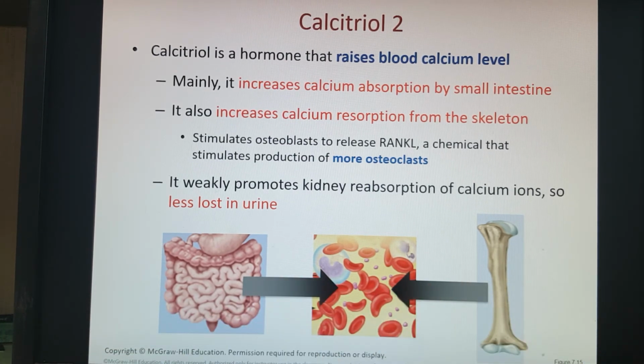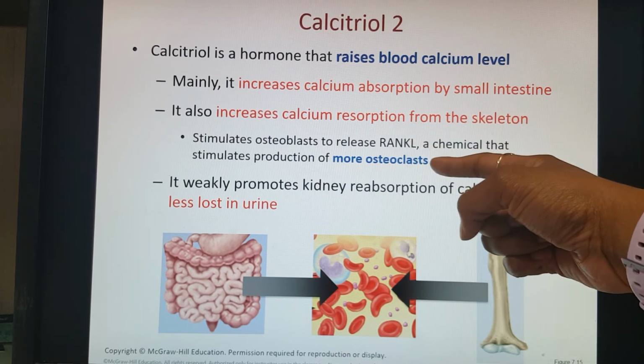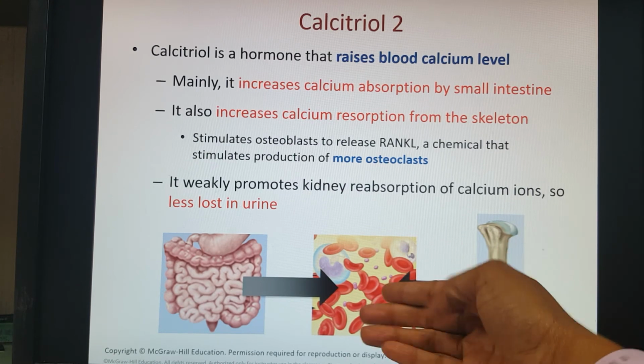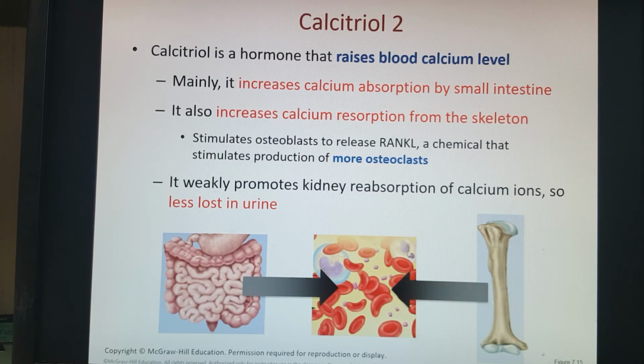So what it's going to do is stimulate the production of more osteoclasts, osteoclasts being our bone dissolvers. That's going to remove bone and put those minerals into your bloodstream. It also promotes kidney reabsorption. So as your kidneys are filtering out your blood, keeping more of that calcium back into your bloodstream, taking it back out of what was filtered, and less of it's lost to urine.